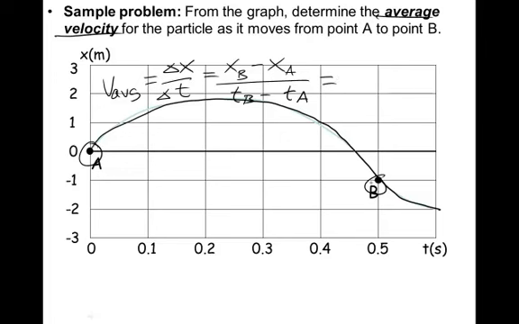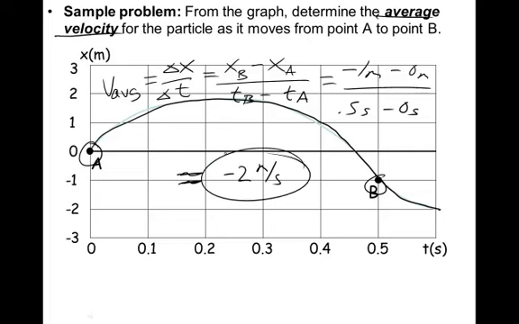So the final endpoint is at -1 meter, and we start at 0 meters. As far as the time's concerned, that took 0.5 seconds, and we start at 0 seconds. That gets us the answer of -2 meters per second. Okay? All right, so that's how we go about finding the average velocity on a graph.